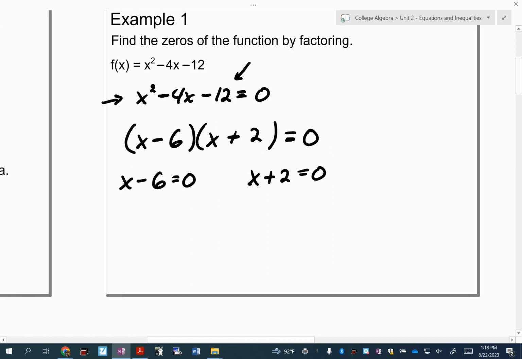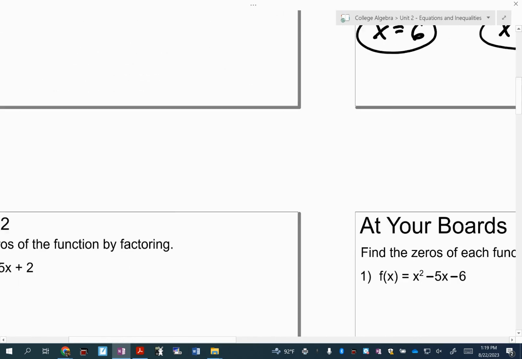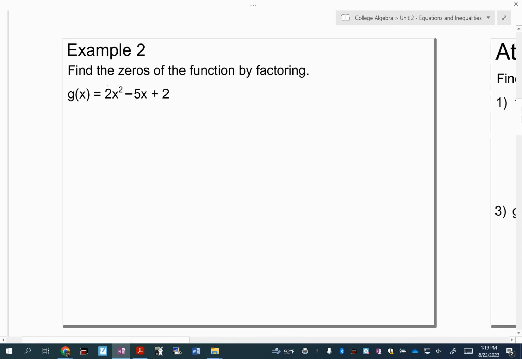So x minus 6, the value that would make that 0 is 6, with the idea being that if I make that entire factor become 0, then the whole thing becomes 0. Same thing over here. What would make this factor become 0? That would be negative 2, because negative 2 plus 2 would be 0. So each of these answers would be a zero because when I plug it into this original function, I would get 0. That's factoring.